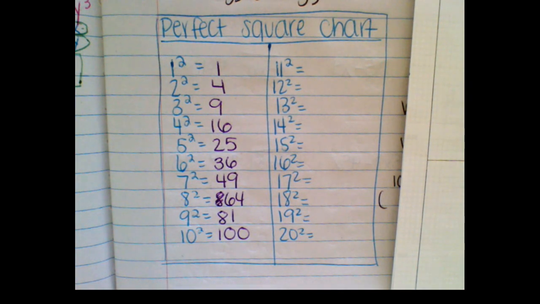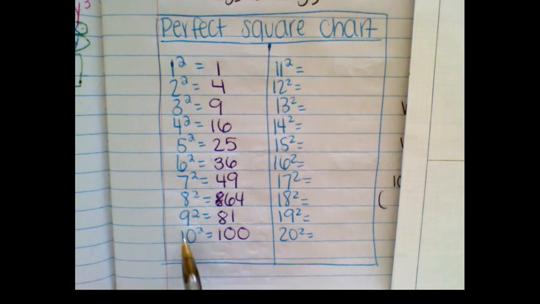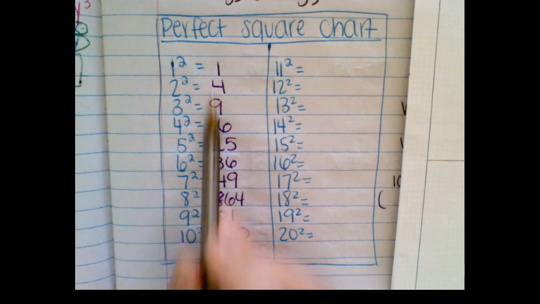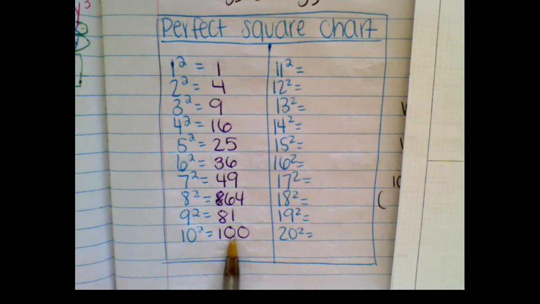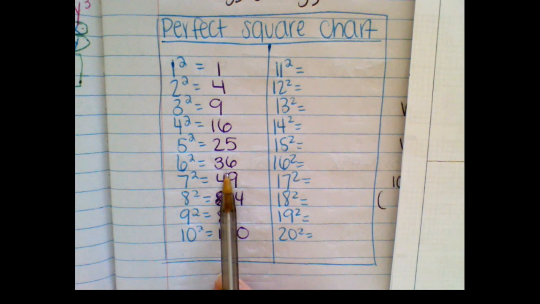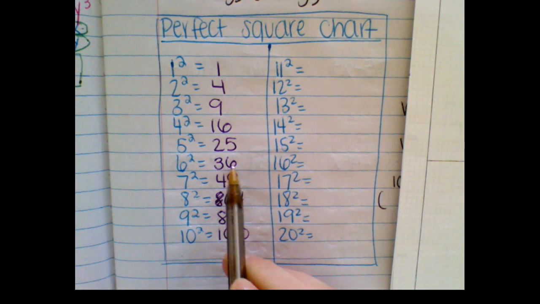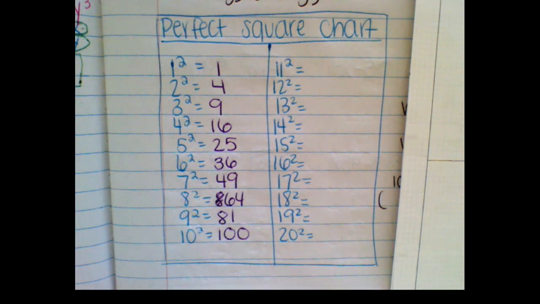So if I say, is 10 a perfect square? No, 10's not on here. Yes, 10 squared is 100, but the perfect squares are what I wrote in purple. If I say, is 36 a perfect square? Yes, 36 is a perfect square. To be a perfect square, it means that there is a number that you can multiply by itself to get that number. So 36 is a perfect square because 6 times 6 gives me 36.